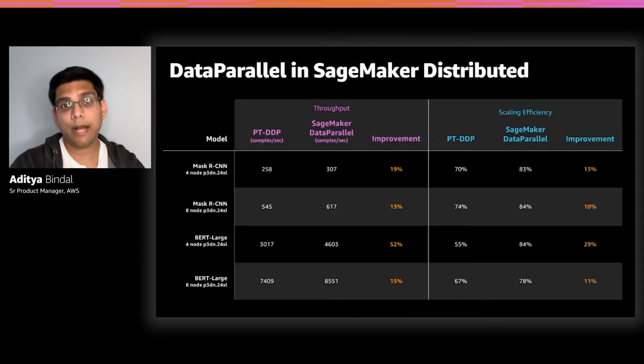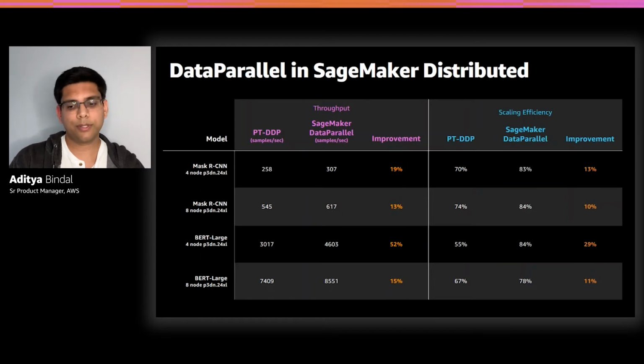So let's take a look at how SageMaker DataParallel performs on popular NLP and CV models. So we've taken two examples here, BERT, which is a popular natural language processing model used by our customers, and Mask RCNN, which is a popular instance segmentation model used by our customers as well. And we've shown you benchmarks here with 4-node and 8-node p3dn.24xlarge clusters. Each machine has 8 V100 GPUs with 32 GB memory. So on a 4-node cluster, BERT throughput improves by 52%, and the scaling efficiency goes from 55% to 84%.